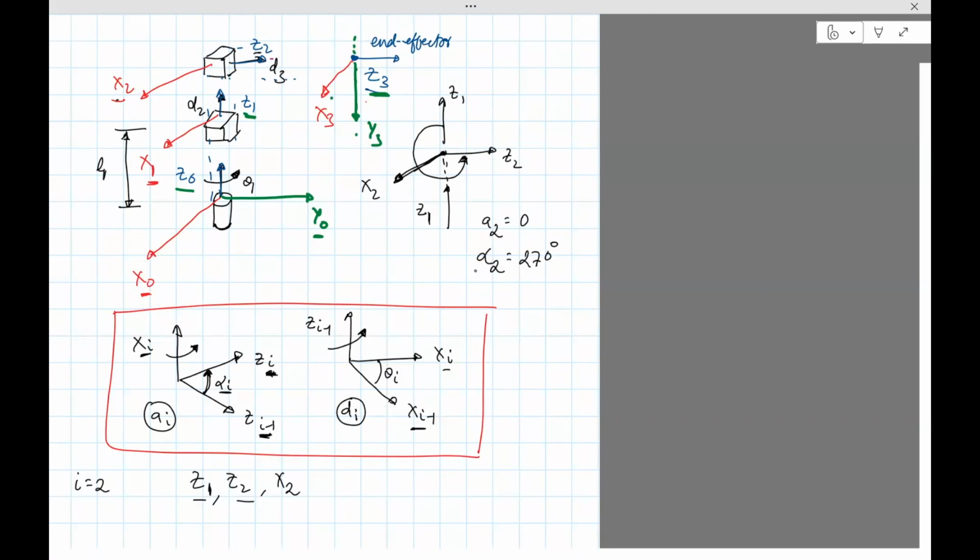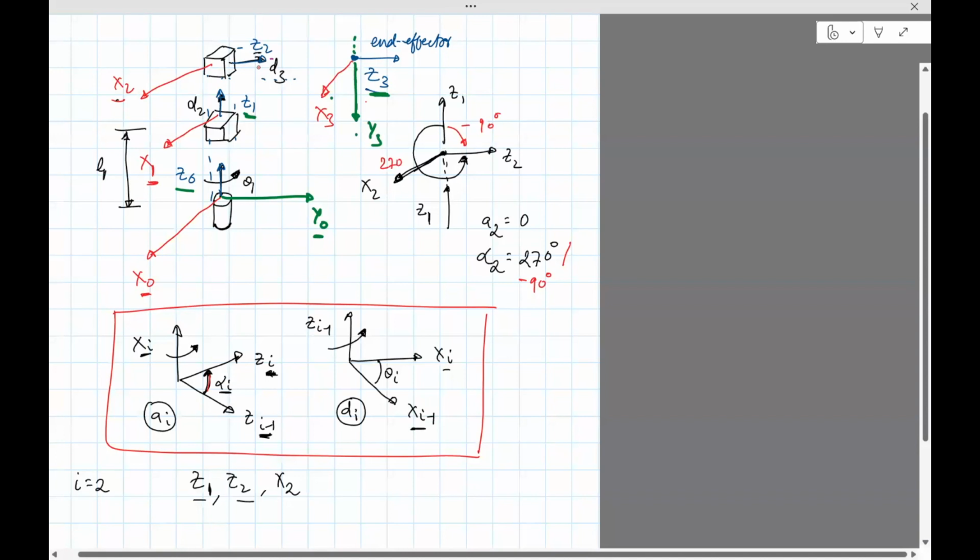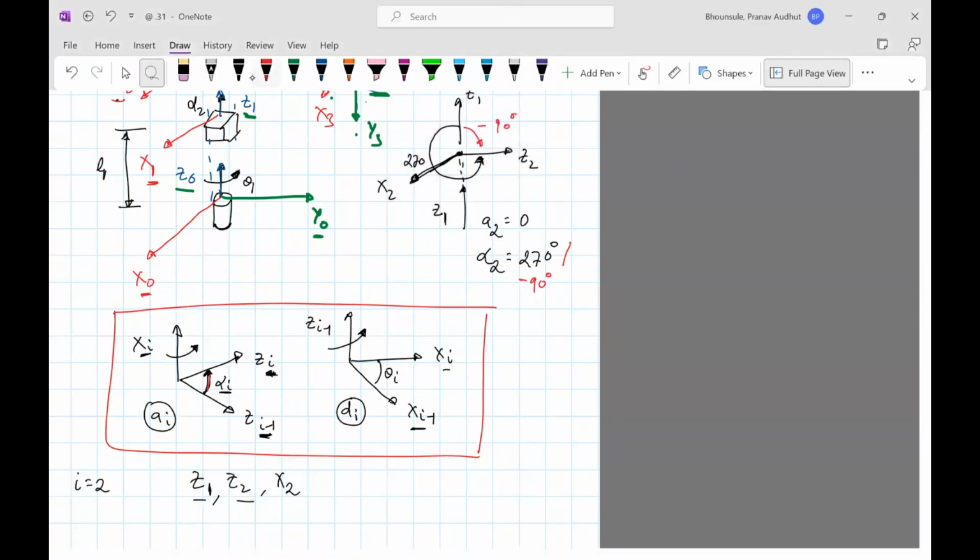If you want to go clockwise, there's another way you could do this. This is counterclockwise, but you could go clockwise, and then that angle would be minus 90 degrees. Both of those angles are correct. You could either use the clockwise or the counterclockwise convention. Just be mindful that you need to put the right sign. So it's either minus 90 degrees or plus 270 degrees. So that gives me two elements. Let me get the next two.